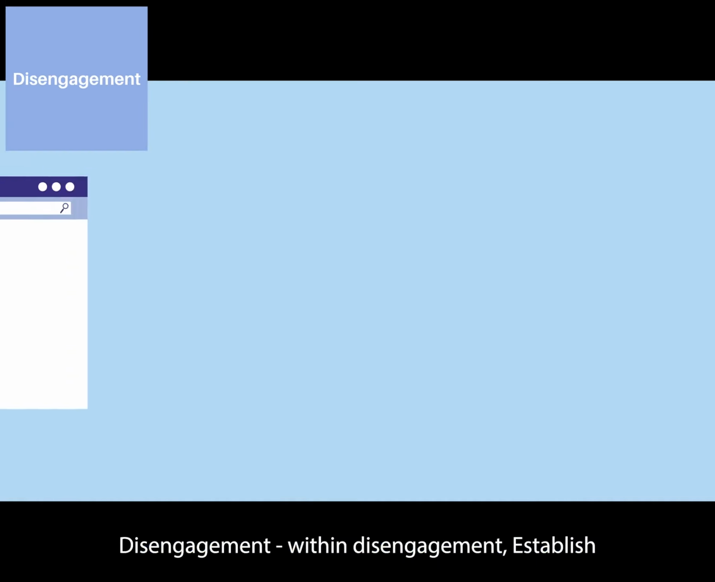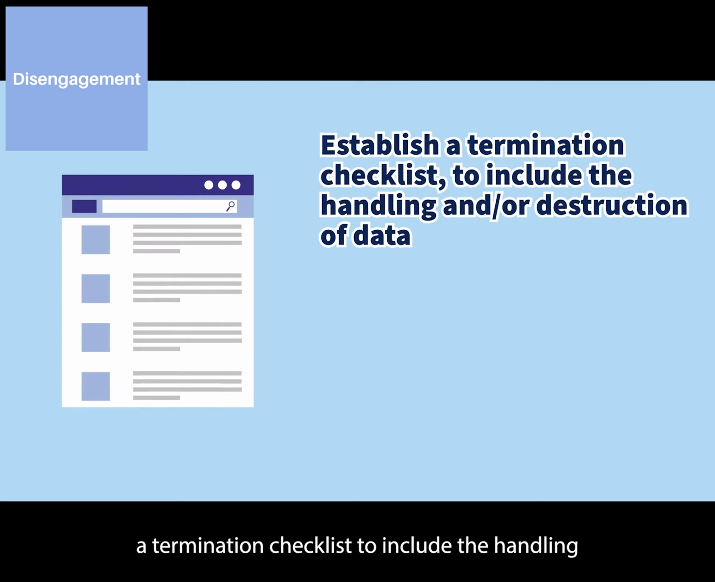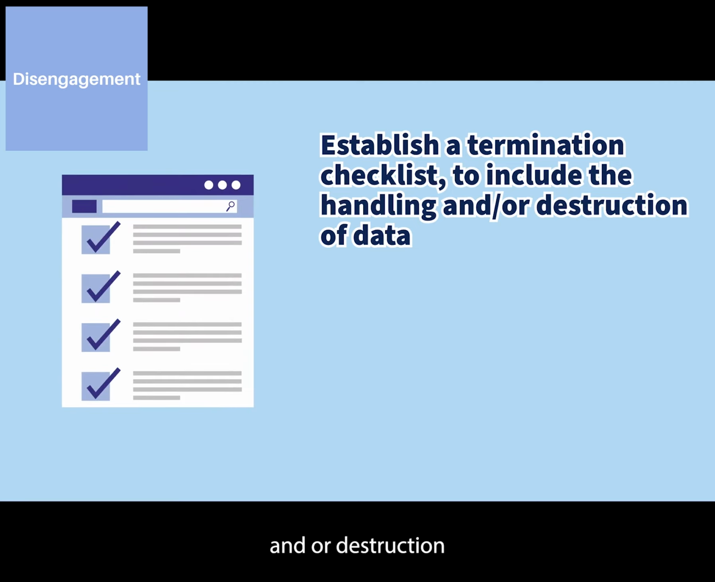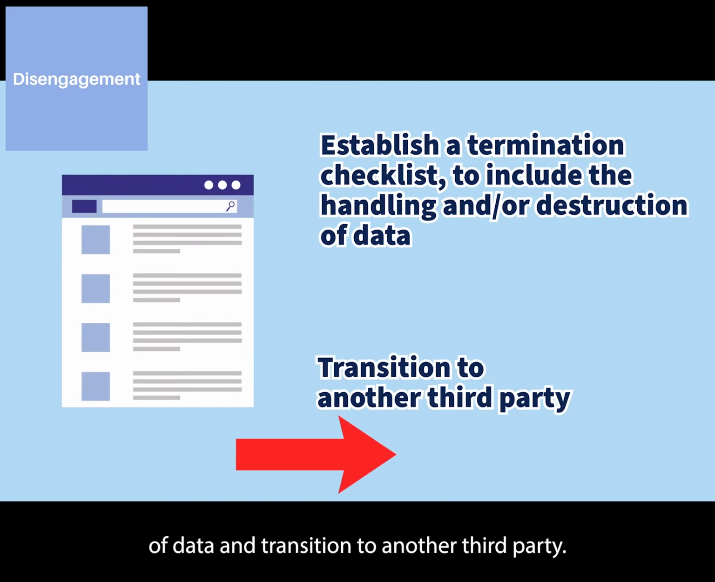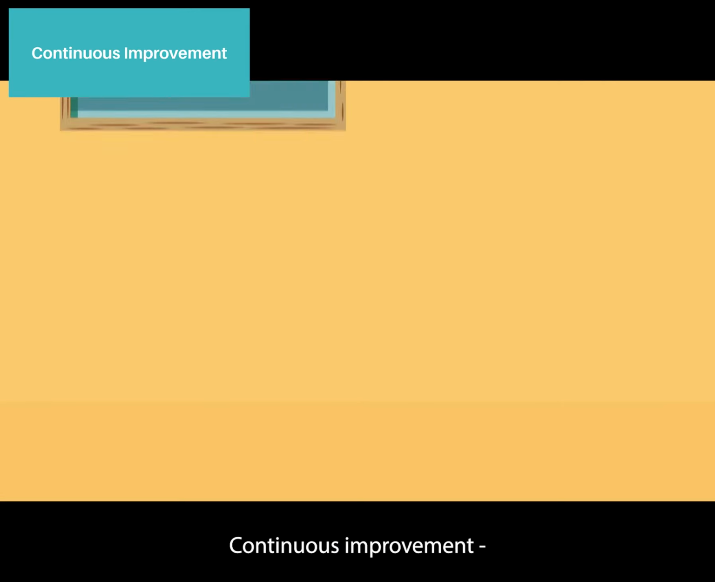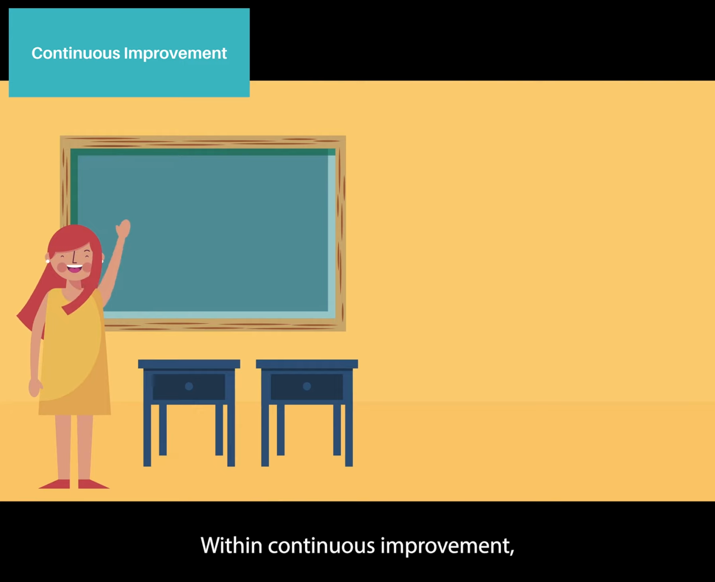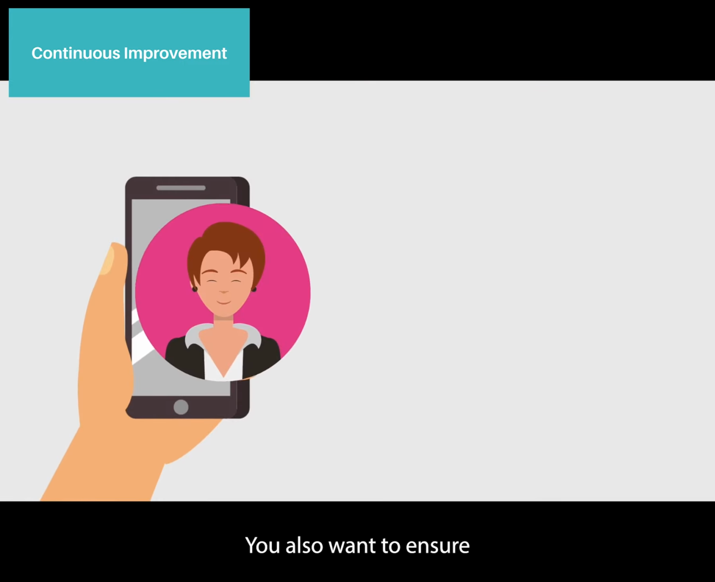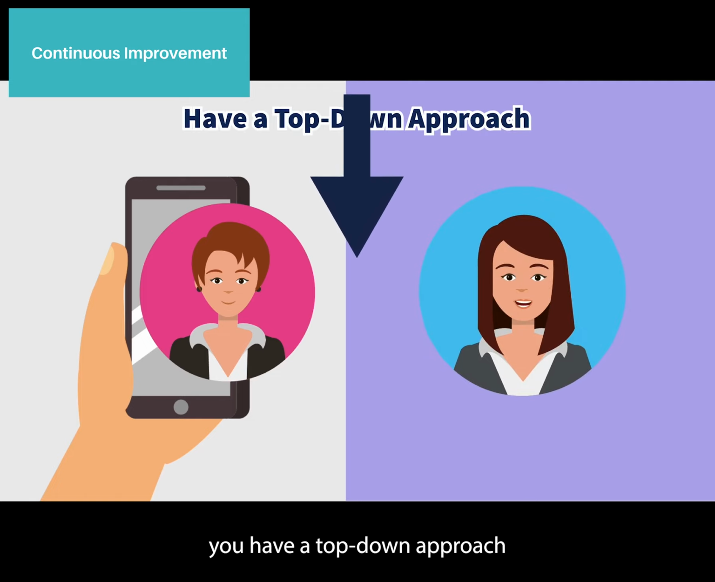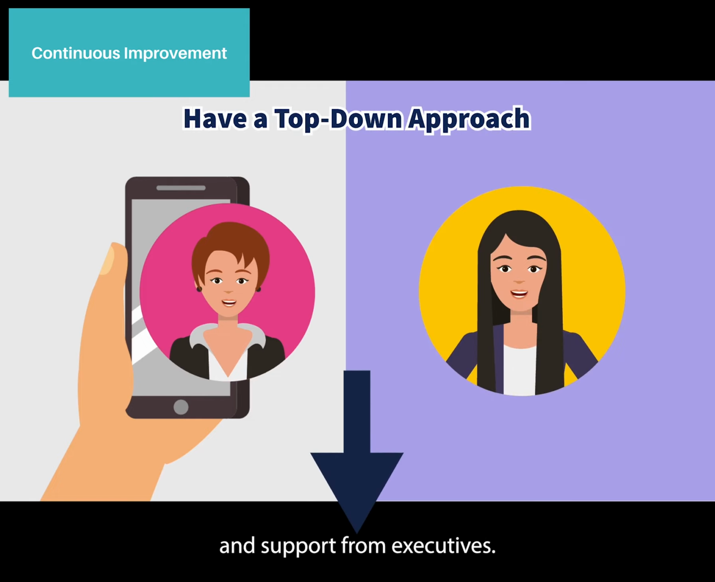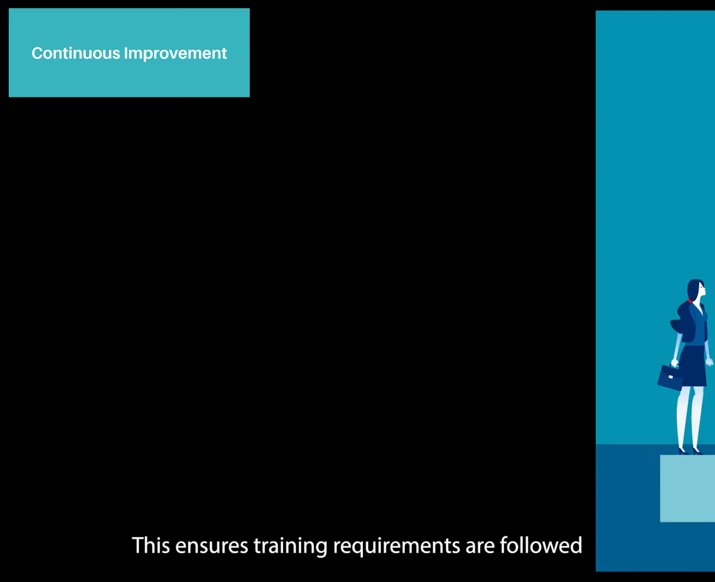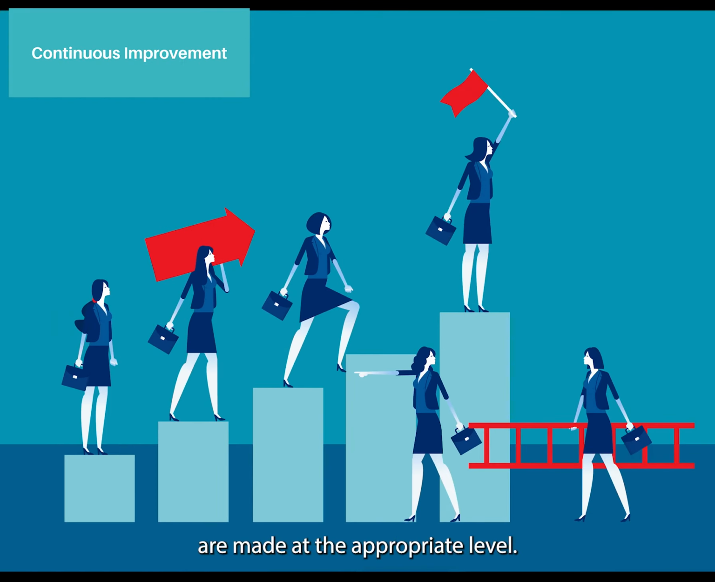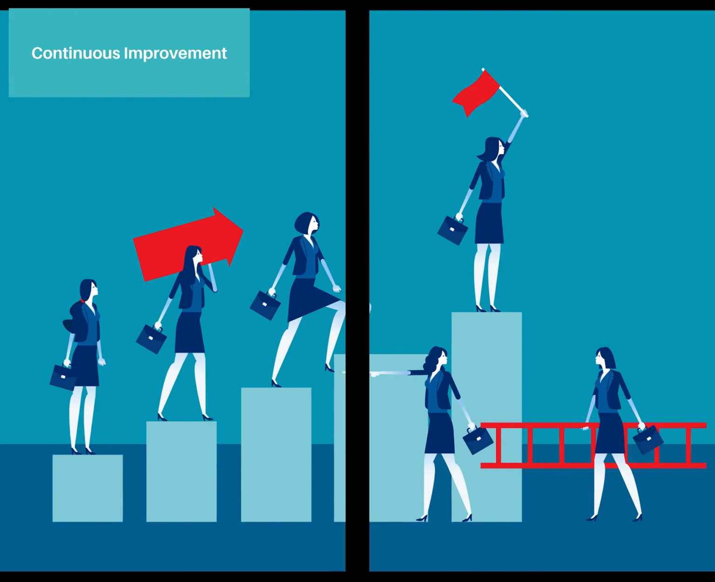Disengagement. Within disengagement, establish a termination checklist to include the handling and/or destruction of data and transition to another third party. Continuous improvement. Within continuous improvement, communication and education are key when starting a program. You also want to ensure you have a top-down approach and support from executives. This ensures training requirements are followed and decisions on risk are made at the appropriate level.